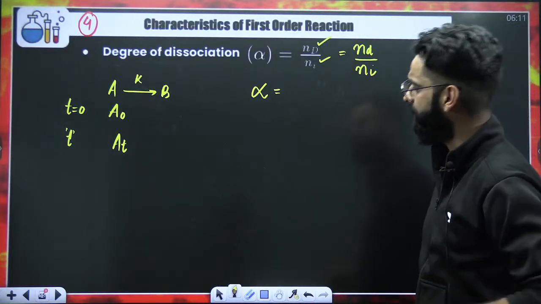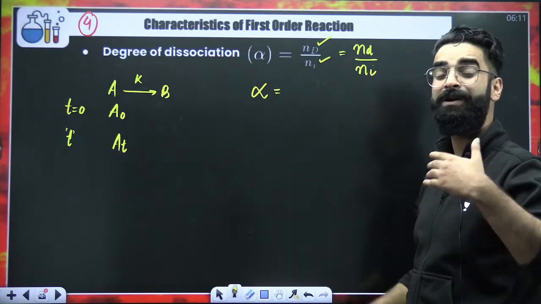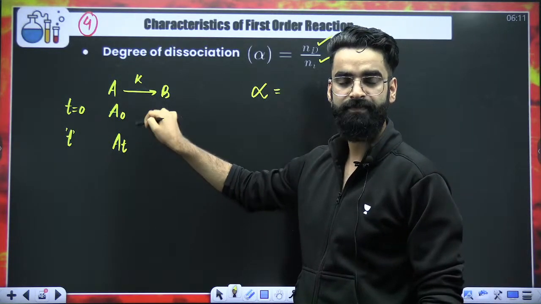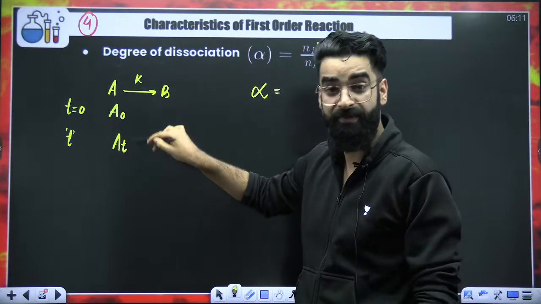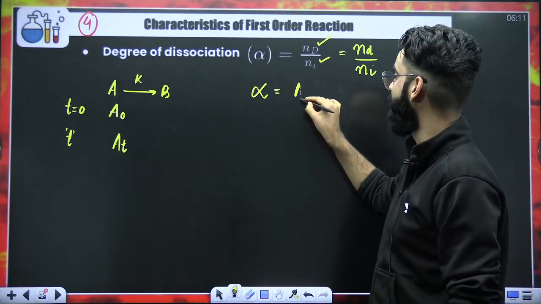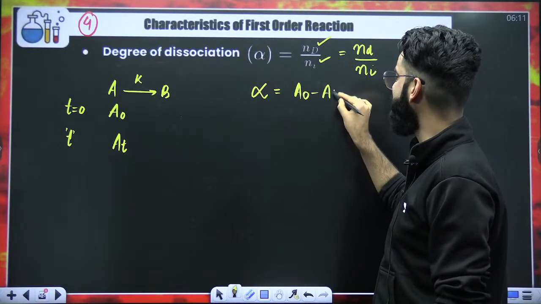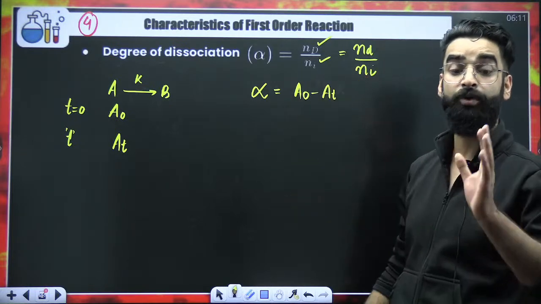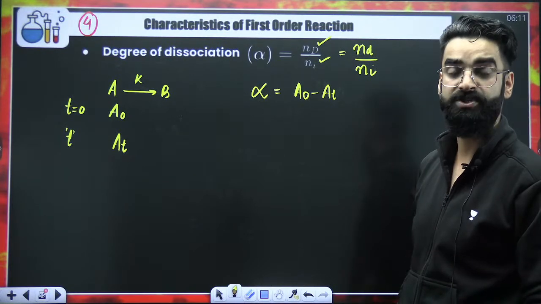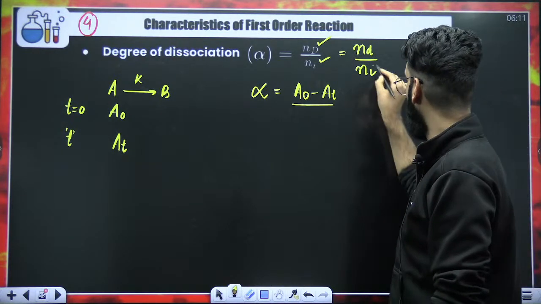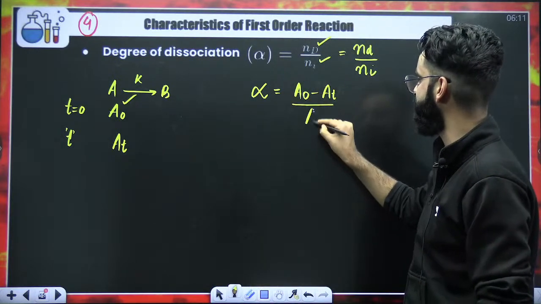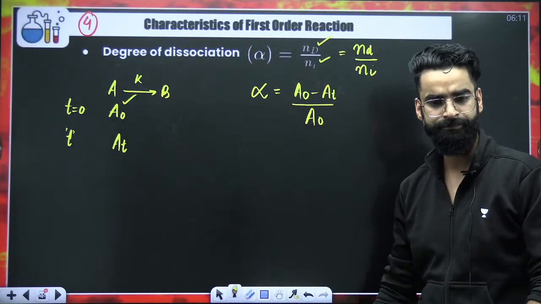Now, my dear students, if I ask you how many moles of reactants have got dissociated into products? Initially, I started with A naught moles. I am left with At moles. So how many moles of reactants have got converted? It is A naught minus At. These are the moles of reactants which have got dissociated into products, divided by Ni. Ni represents initial moles of reactants, which is simply A naught, right?